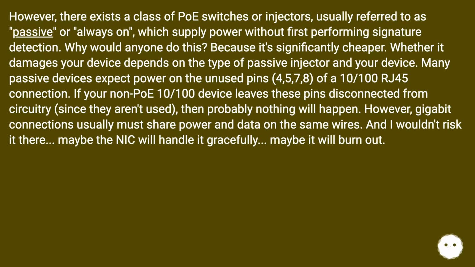Many passive devices expect power on the unused pins, 4, 5, 7, 8, of a 10/100 RJ45 connection. If your non-PoE 10/100 device leaves these pins disconnected from circuitry, since they aren't used, then probably nothing will happen. However, gigabit connections usually must share power and data on the same wires, and I wouldn't risk it there. Maybe the NIC will handle it gracefully, maybe it will burn out.